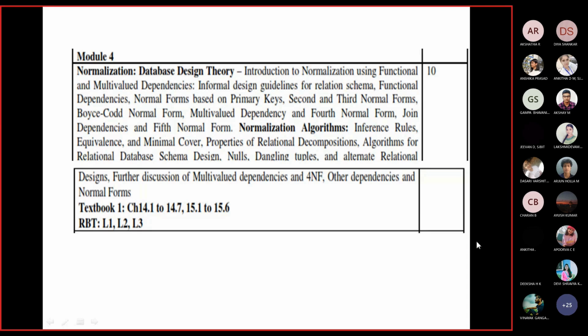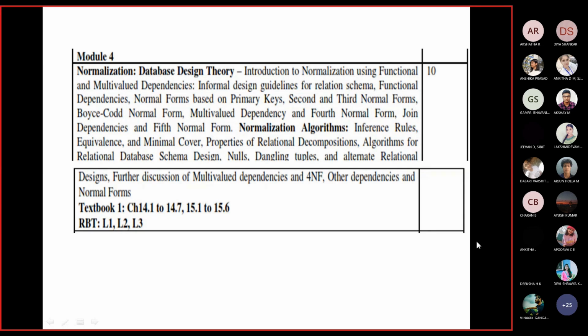theory. So here we first will see the introduction to normalization using functional and multi-value dependency, and we'll also see the informal design guidelines for relational schema, functional dependency, and the normal forms. This is a very important topic in this case: informal design guidelines of relational schema, functional dependency, and normal forms. That is first normal form, second normal form, third normal form, Boyce-Codd normal form, multi-value dependency, and fourth normal form, and join dependency, and fifth normal form. All these topics are very important.